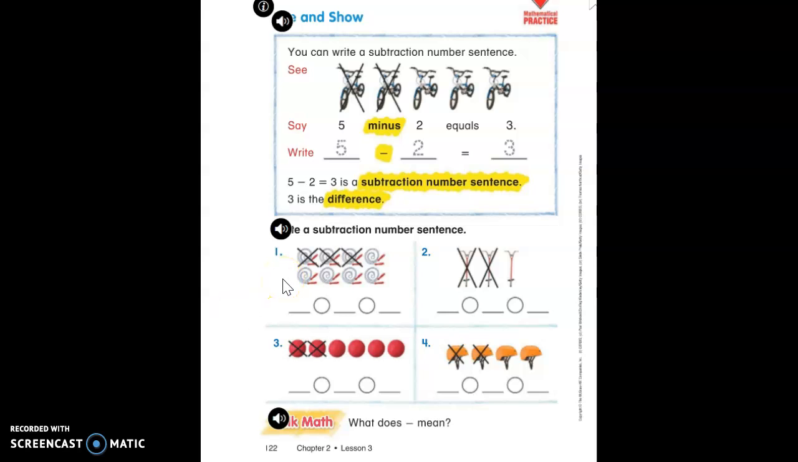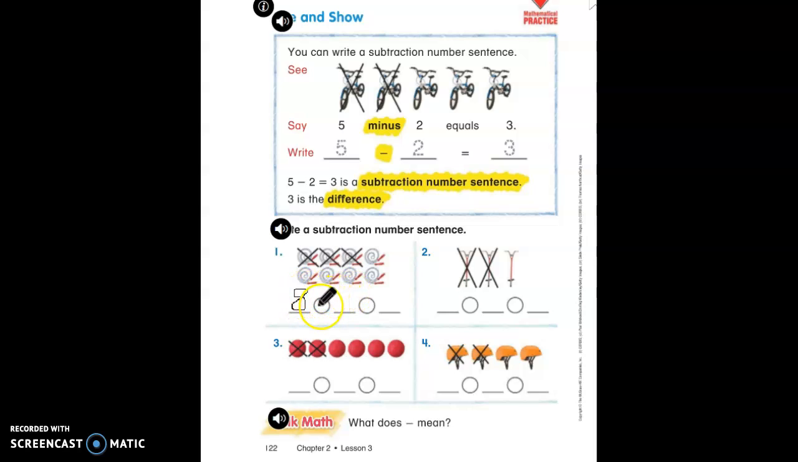All right, so we're going to use the subtraction number sentence to write down underneath this subtraction problem right here. So they have X'd off 1, 2, 3 of the items. So we know that we're going to take away 3. How many items are there in all to start with? We have 1, 2, 3, 4, 5, 6, 7, 8. So right here where the first line is, we're going to write the 8.